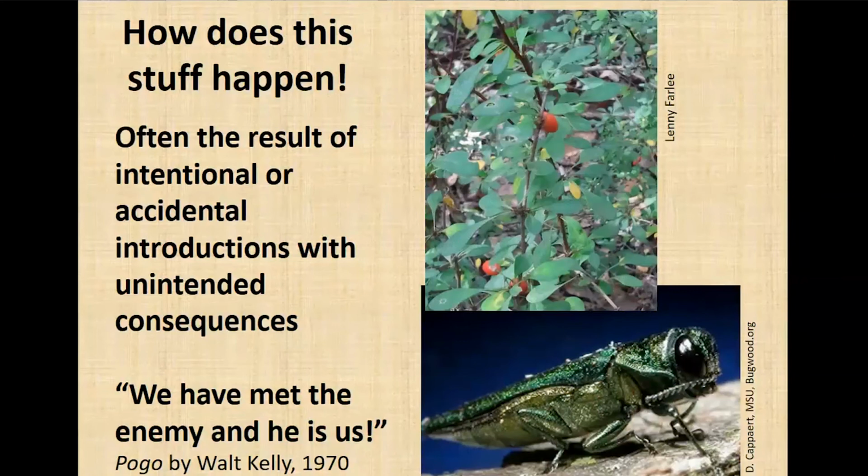And one good example of an accidental introduction is emerald ash borer, an insect that was accidentally transported here to the United States on wood material underneath bark, probably on pallets or other types of shipping or crating material. The beetle escaped and has been killing ash trees here in North America ever since. And so a good saying to consider on this is the old Pogo cartoon character by Walt Kelly. And he had a famous comment. He said, "We have met the enemy and he is us." And that is often true when it comes to invasive species.